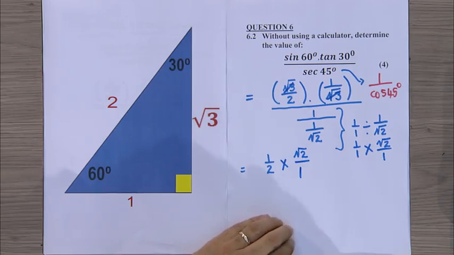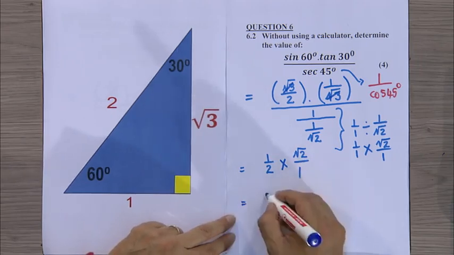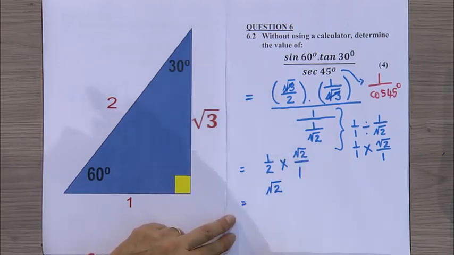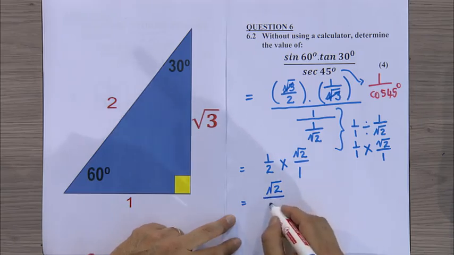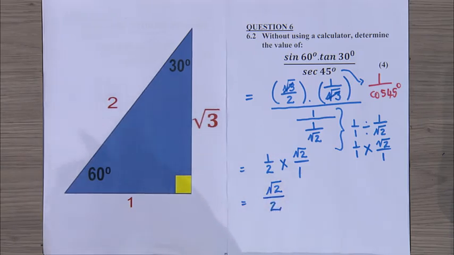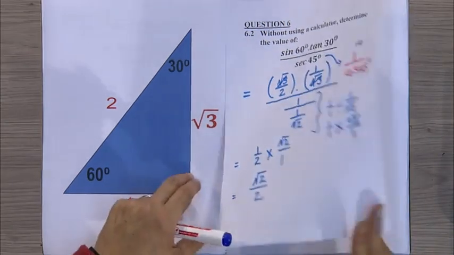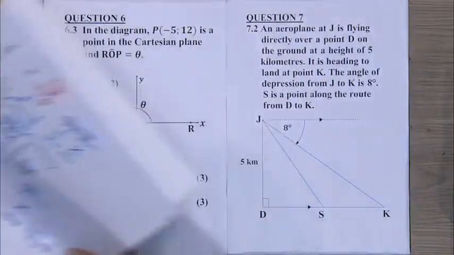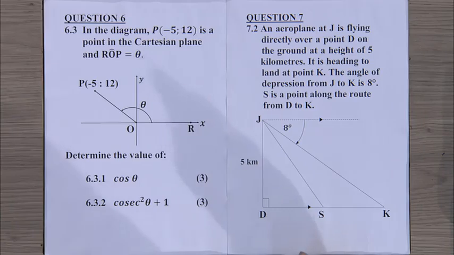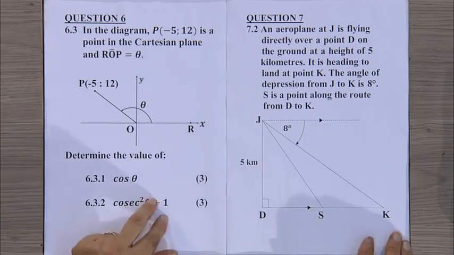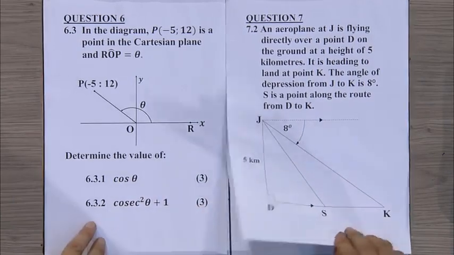Are you with me? And now we can just work out the answer. On top we have square root 2, 1 times square root 2. And at the bottom we will have 2. Okay? Are you with me there, guys? So just remember, these are just the things that we need to understand. Leave your answer as is. Then we just need to move on to a question that deals with solving triangles, right? A question that solves triangles.